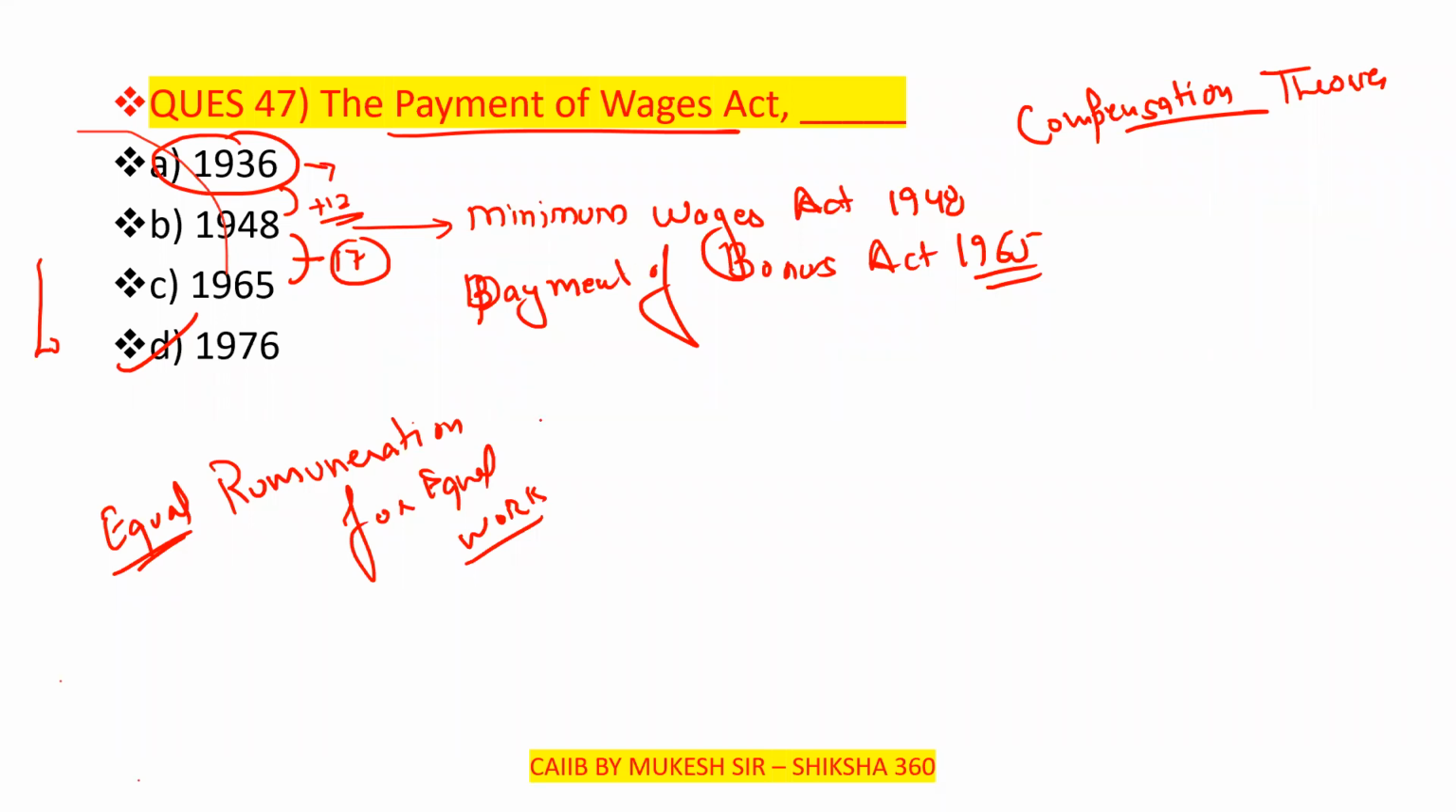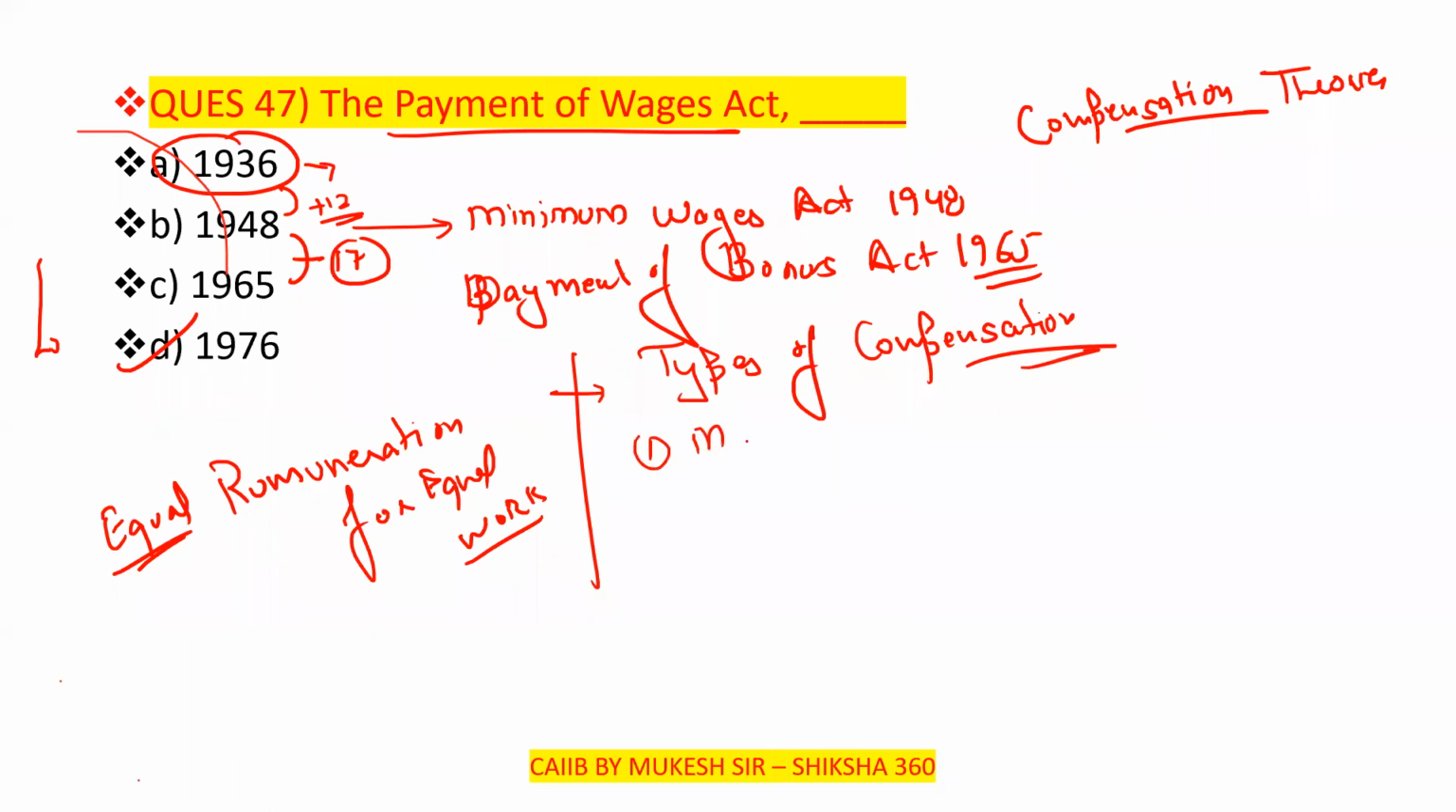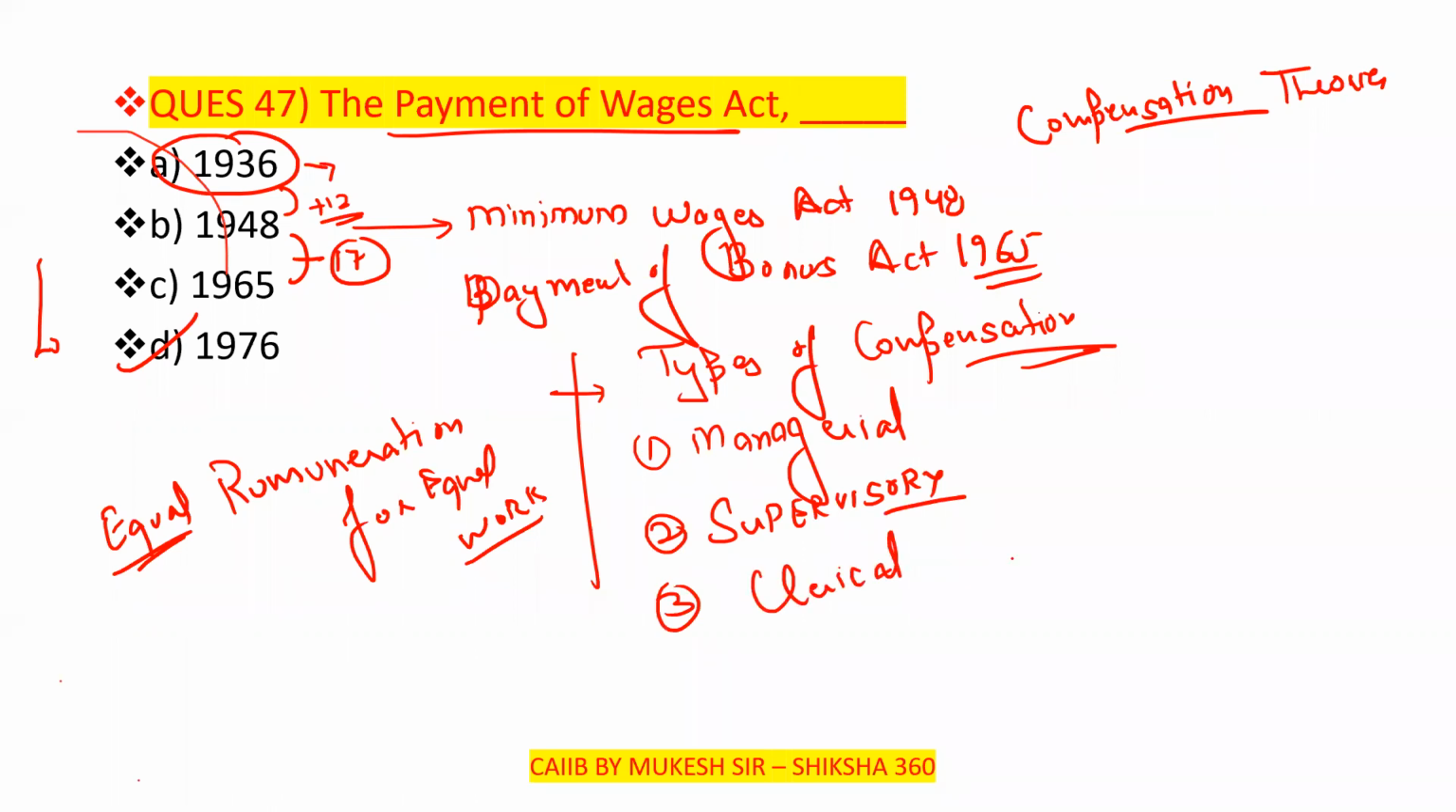One more question which you will definitely find in the examination: types of compensation. What type of compensation will we give to them? First, managerial position. Second, supervisory. Third, clerical or administrative. Fourth, unskilled, semi-skilled.